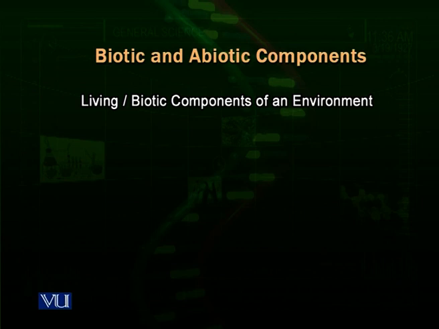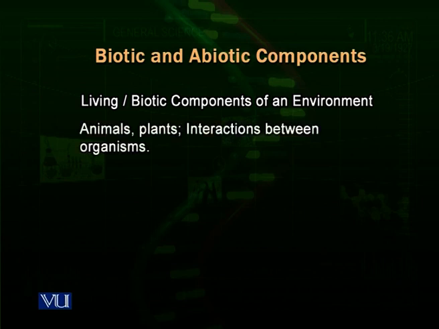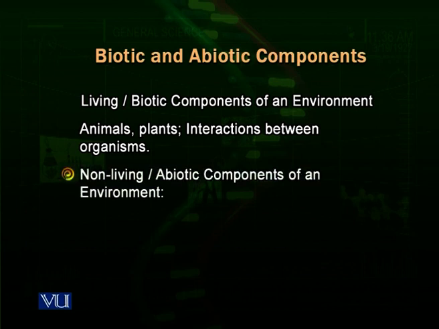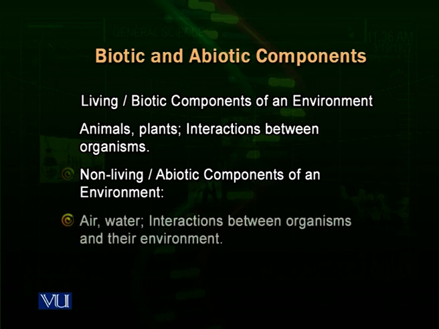Biotic and abiotic components of an ecosystem. Biotic components are the living components, consisting of animals, plants, algae, fungi, bacteria, viruses, all of the organisms which are living. And the non-living or abiotic components of the environment, the ecosystem, include air, water, lightning, soil, rocks, all of the things which are present in an ecosystem.